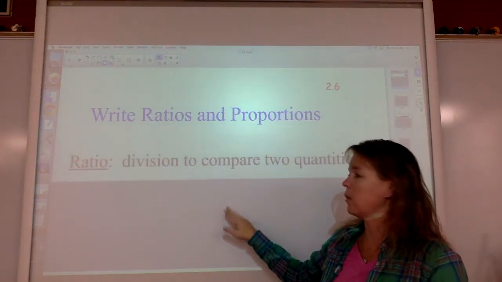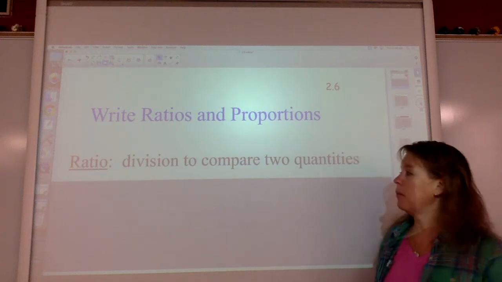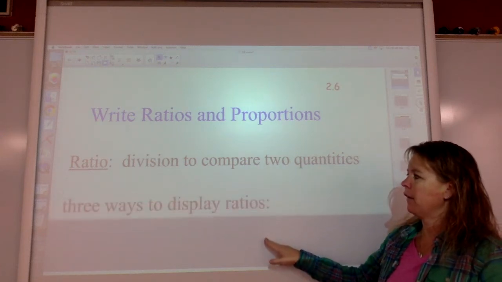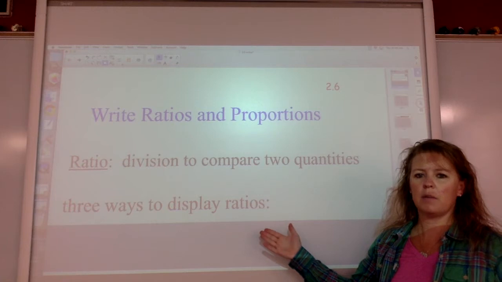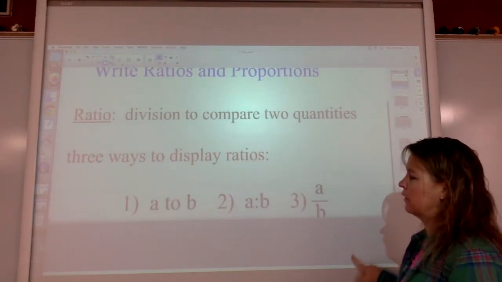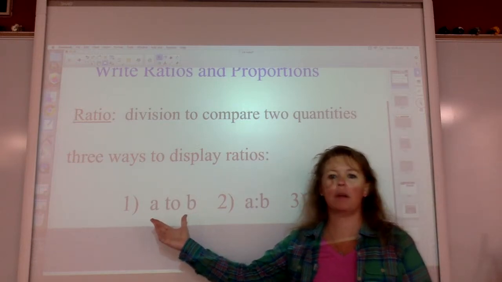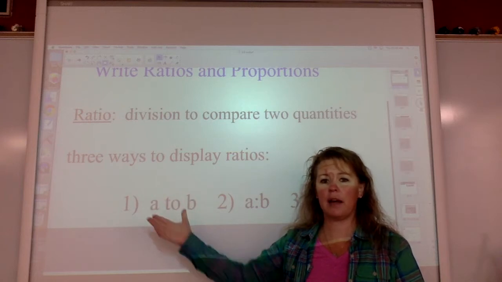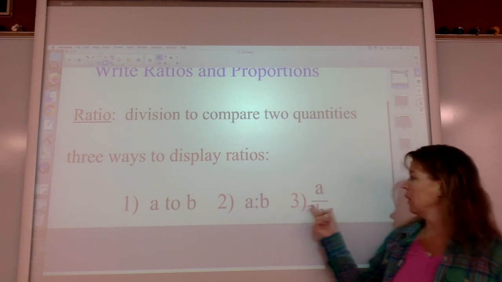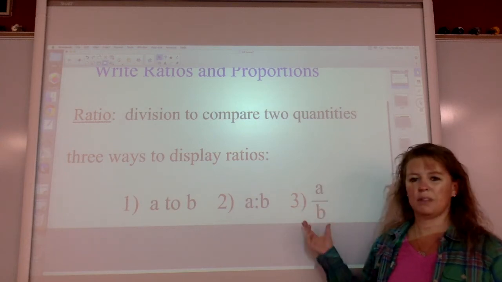Ratios first and then proportions. And what is a ratio? It's division, basically. It compares two quantities, so two values. But as division, you can set it up in three different ways that you could display a ratio. The most common being the fraction, but one way is to just put it in words, A to B, or like it could be numbers 2 to 3, 7 to 9. You can write it with a colon, A to B like this, or as a fraction, A over B, but you still say A to B.